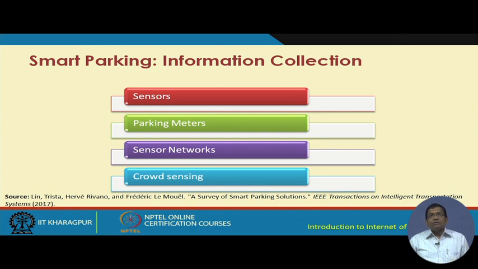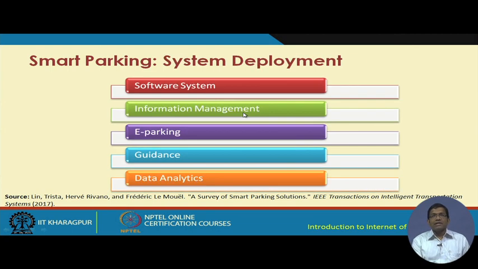In terms of information collection, information is collected from the individual sensors in the car, in the parking lot. There are different parking meters. The sensors are networked together, so you have the sensor network, and also the crowd sensing. Crowd sensing is from the crowd, from the different sensors in the mobile phones, in the smartphones for instance. You are able to collect the different data, and this data will help in decision making. So, all these data taken together and fusion of these data will help in decision making.